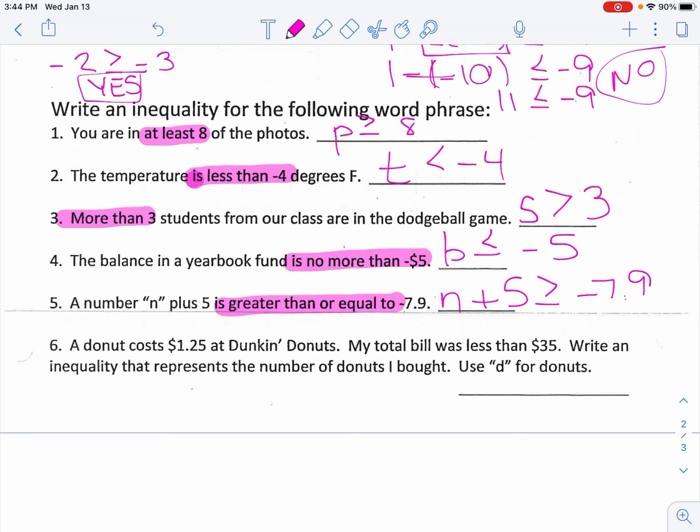Last one. A donut costs $1.25 at Dunkin' Donuts. My total bill was less than $35. Write an inequality that represents the number of donuts I bought. Use D for donuts. Okay. So my bill was less than $35, and I know each donut cost $1.25. $1.25 times how many donuts would be less than $35. $1.25 times D is less than 35.